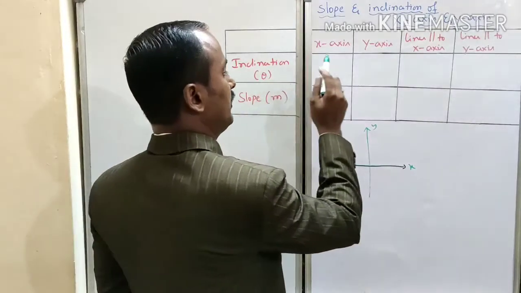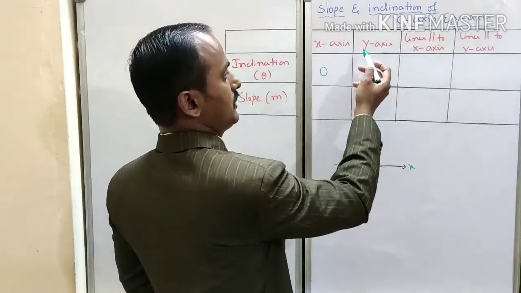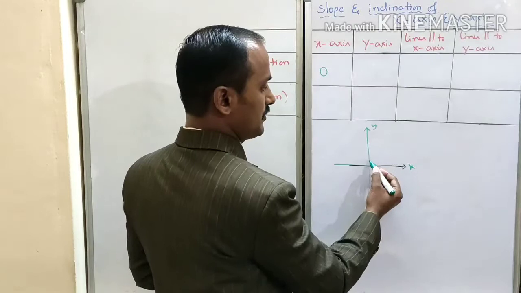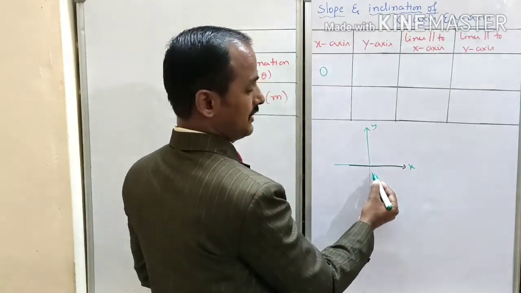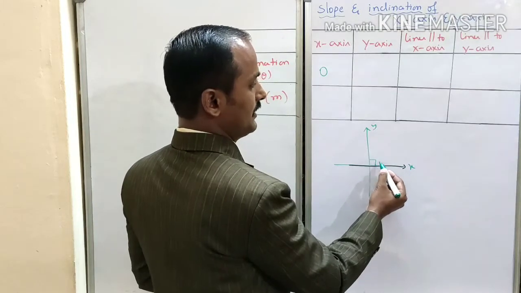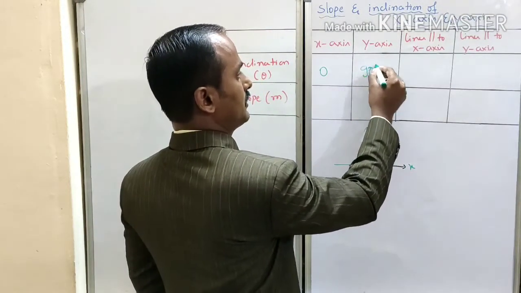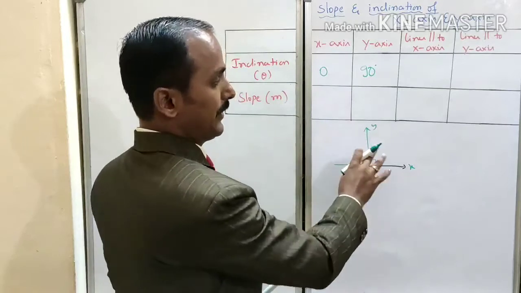Understanding? In the same way, the y-axis forms an angle measured with the x-axis. See, the y-axis is a straight line. The angle measured with the x-axis is 90 degrees, because the inclination of the y-axis is 90 degrees.